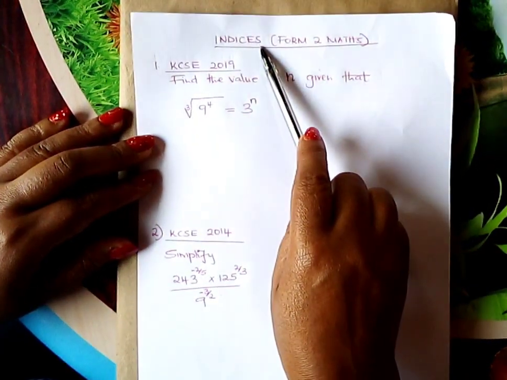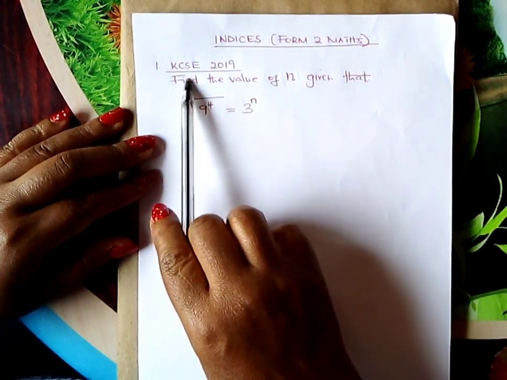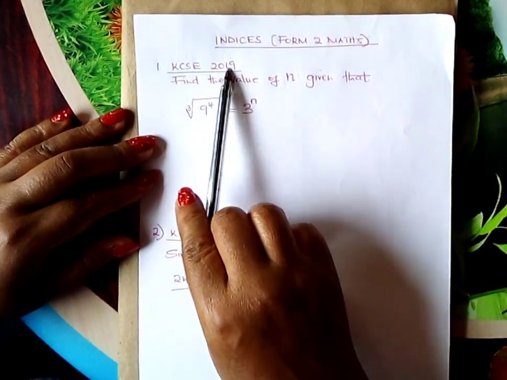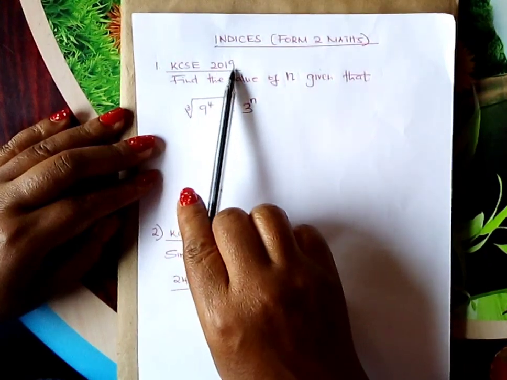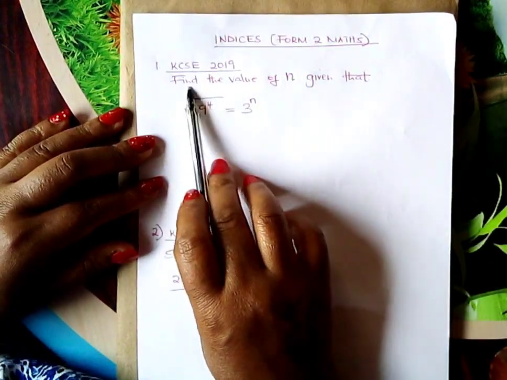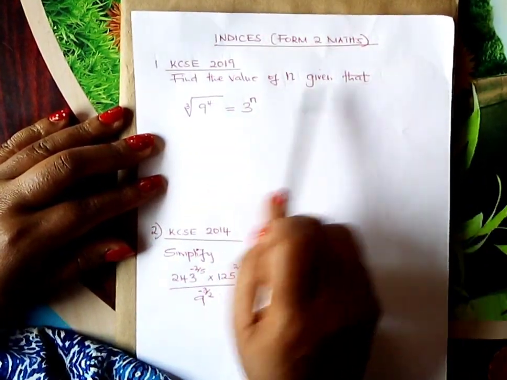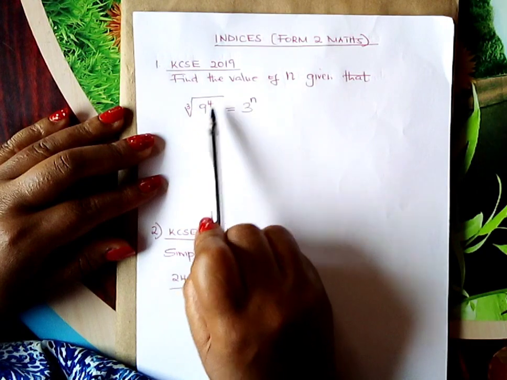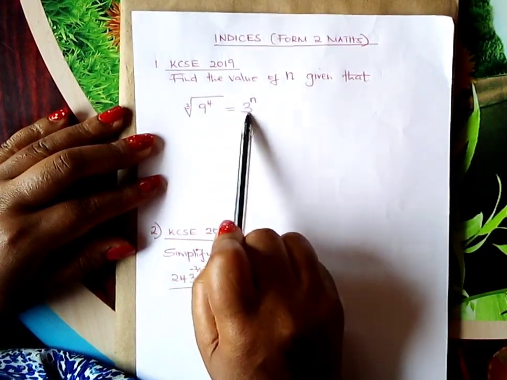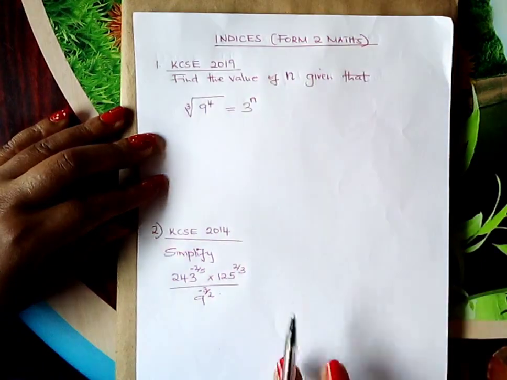I've discussed this in this channel, but let us look at it again, especially the most recent one, year 2019, KCSE. You are told, find the value of n, given that the cube root of 9 raised to 4 is equal to 3 raised to n.